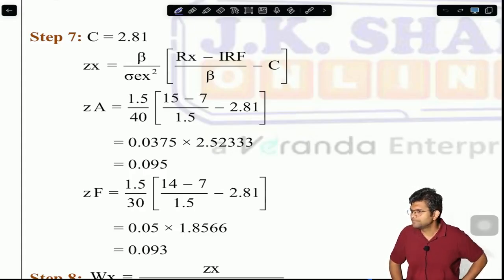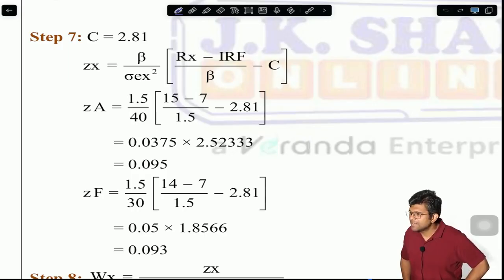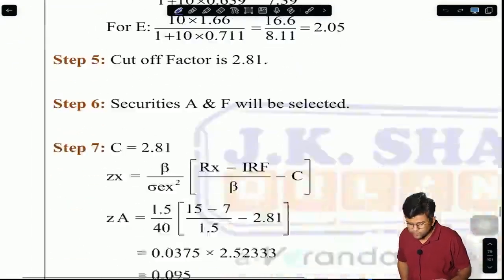All done? Students, one thing you noticed as you all are doing on your own, that minus C is there, no? That C is not the C factor, it is the cutoff rate. You understanding, no? It is 2.81 for both. Please note. Very important. Did you listen to me? 2.81 is for both. Don't take 1.92 for A.